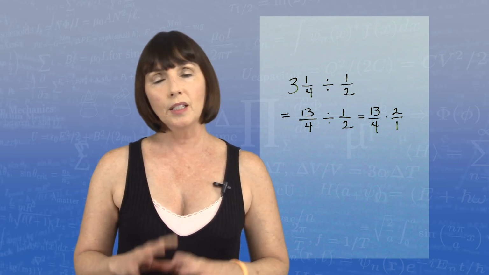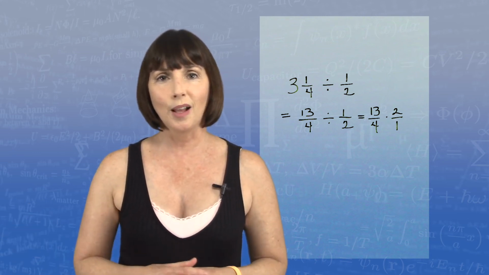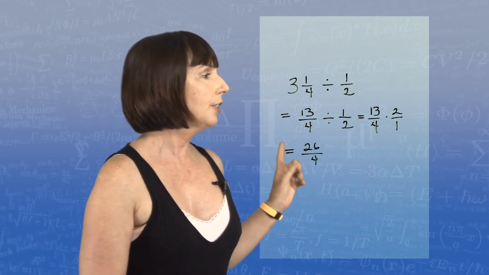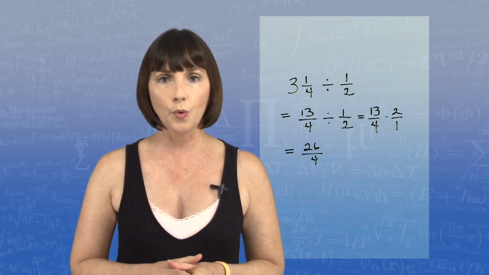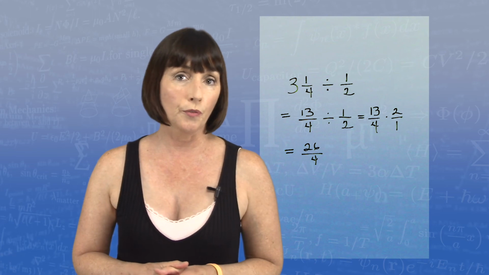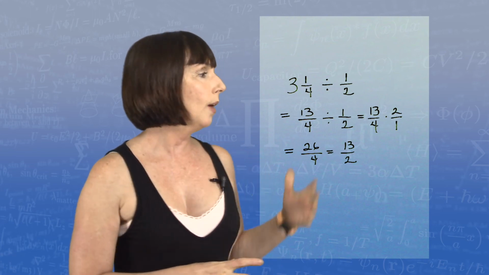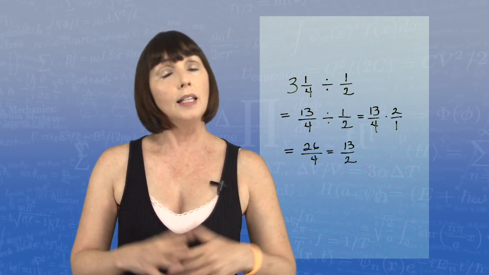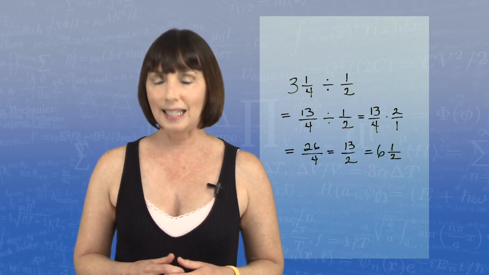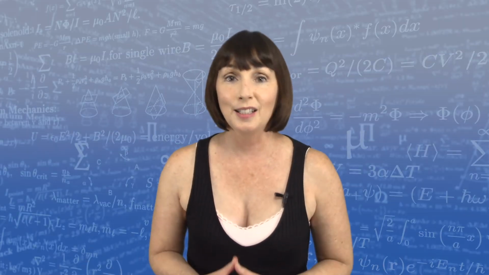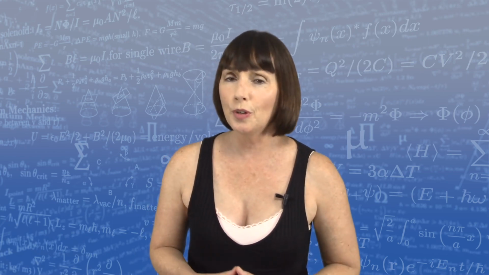And I'm not going to cross cancel here, I'm just going to multiply, and I get 13 times 2 is 26. 4 times 1 is 4. 26 over 4. I can reduce both of those by a factor of 2, so I get 13 over 2. And if you like, you can turn that improper fraction back into a mixed number. It's 6.5.